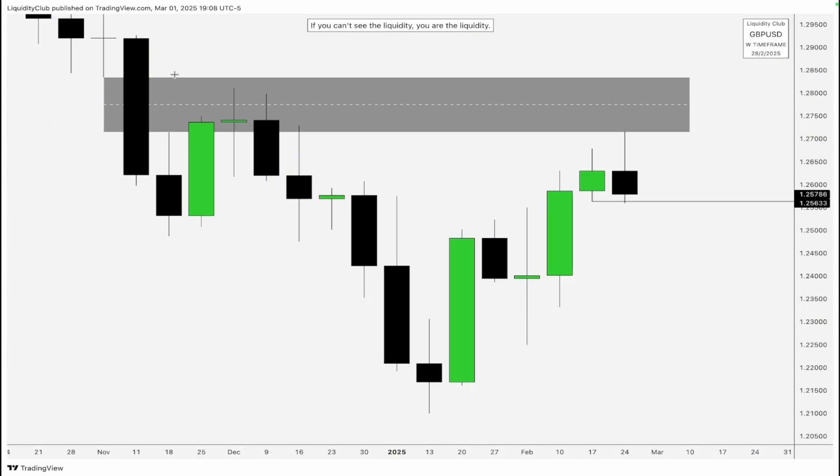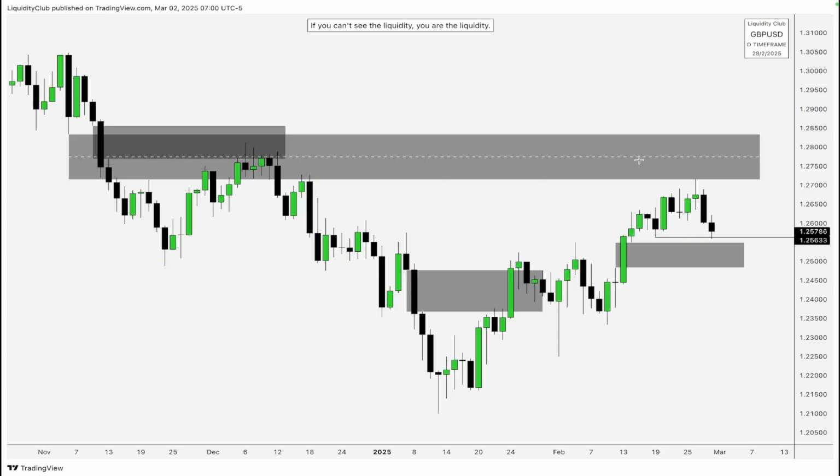Going to Pound USD, also known as the Cable. Here I'm viewing the weekly time frame chart. As you can see, price has swept the sell side liquidity of last week's candle. We have an outside candle over this week's candle. It has taken last week's high and last week's low, so we can expect some kind of consolidation going into next week.